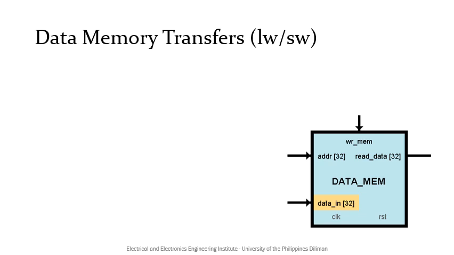The next two instructions we'll support are the load and store word instructions, and we'll need to add the data memory to our data path. The data memory takes in a 32-bit address input for both load word and store word, while the 32-bit data input is used only for store words.